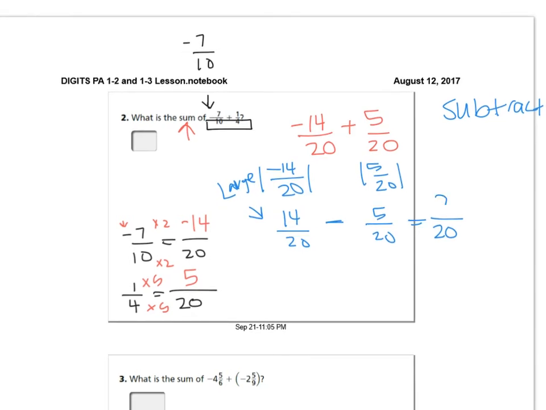Gives me 9. But recall, we have to check our signs. 14/20 was not just a +14/20. It was a -14/20. Because of that, we have to take that sign. So our answer is negative 9/20.